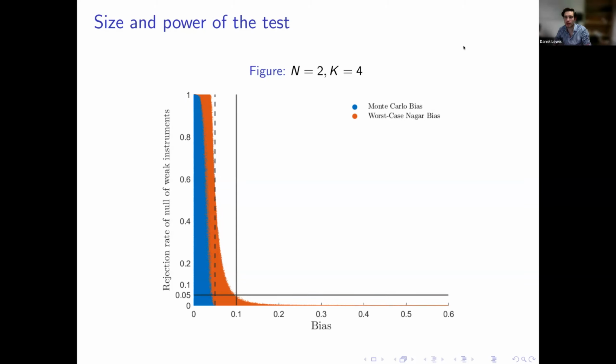What we're also showing here is a separate set of power curves, or power scatter, relative to the Monte Carlo bias, as opposed to the worst case Nagar bias. In practice, you can't compute the true bias of a particular DGP because you don't know the nuisance parameters. That's why we're working with the worst case bias in the test, because you don't know the values for C, you don't know the values for beta.